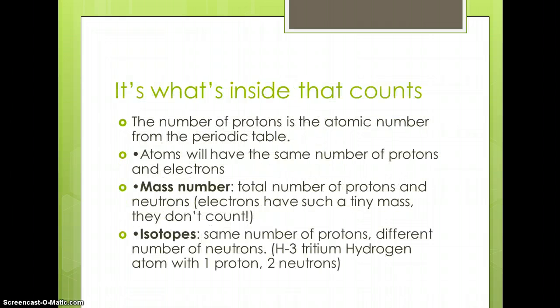The number of protons in an atom is the atomic number from the periodic table. Atoms will have the same number of protons and electrons. The mass number is the total number of protons and neutrons. Electrons have such a tiny mass that they don't count. Isotopes have the same number of protons but a different number of neutrons. For example, H3 tritium, that's a hydrogen atom with one proton and two neutrons. The normal hydrogen has one proton.